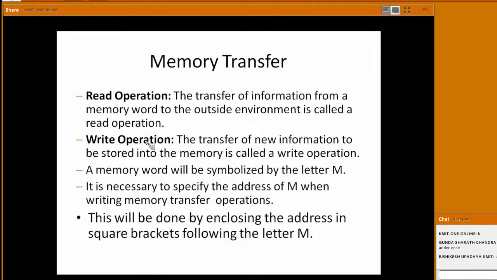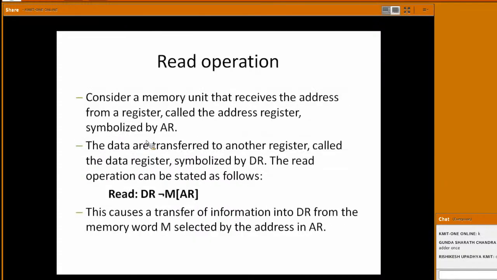Whenever you want to read or write, first you need to know the address of the memory unit, from where you are reading and into which location you are writing the data. The address needs to be known before you perform read and write. So here we are using the address register. AR is the register used to store the address of the memory component. DR is the register used to store the content which is read from the memory.